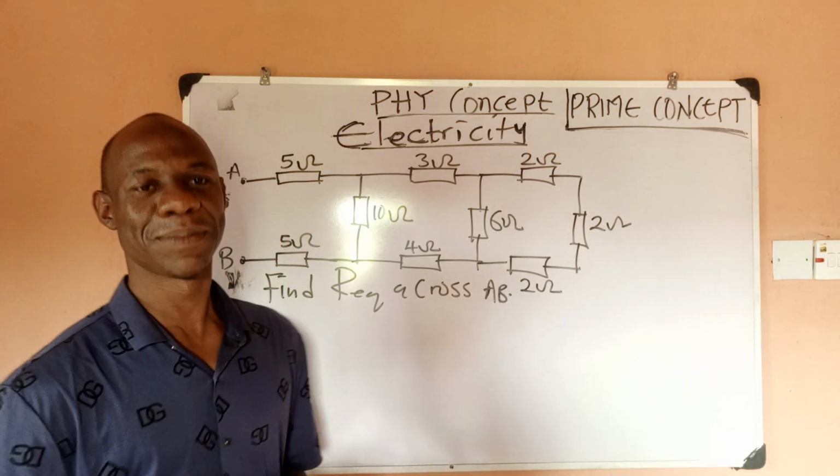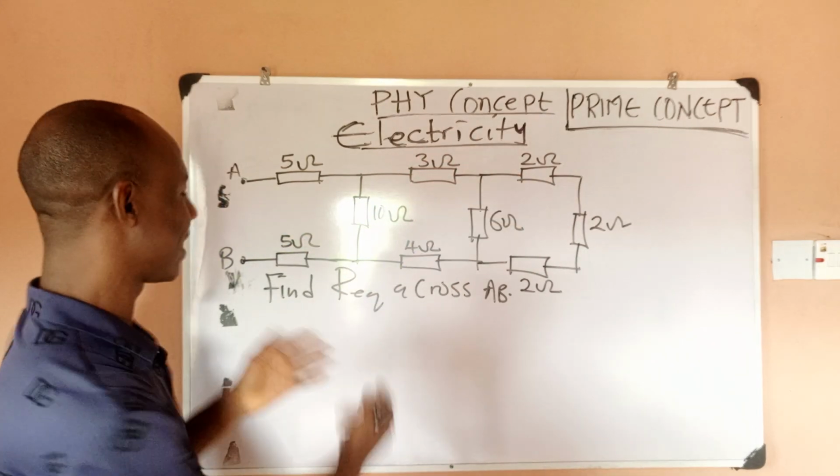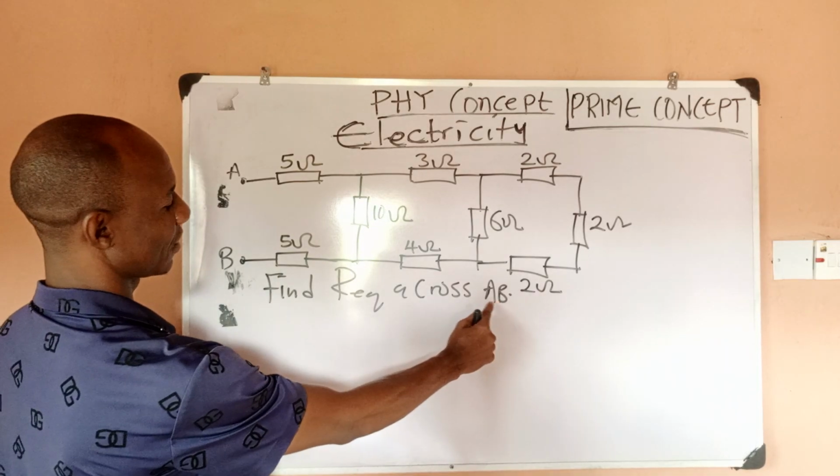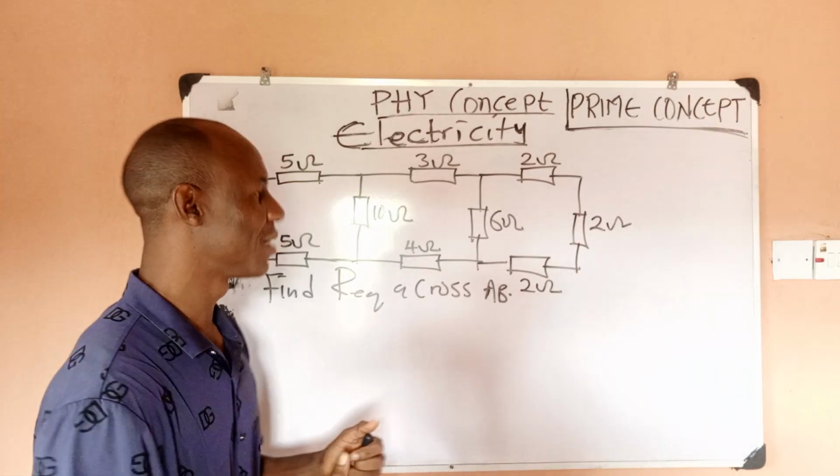We have another problem still under electricity. We want to find the equivalent resistance here across the terminals AB. So across these ends, we want to find the equivalent resistance.